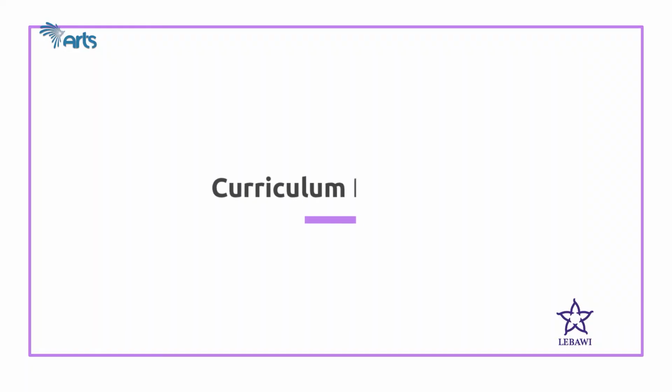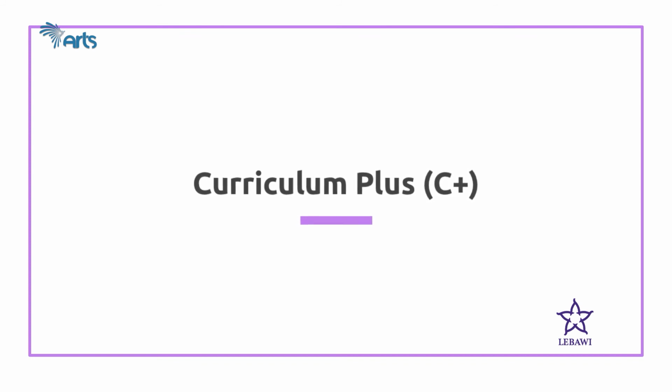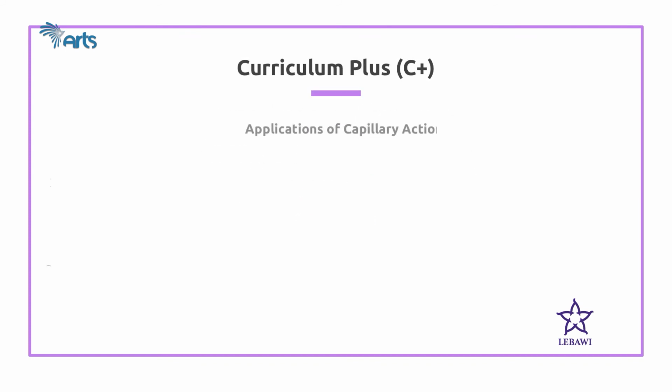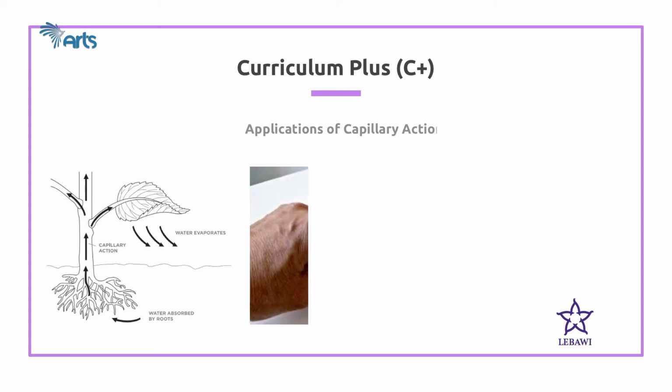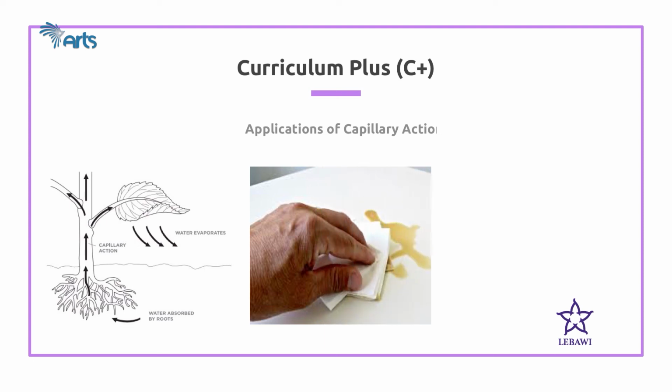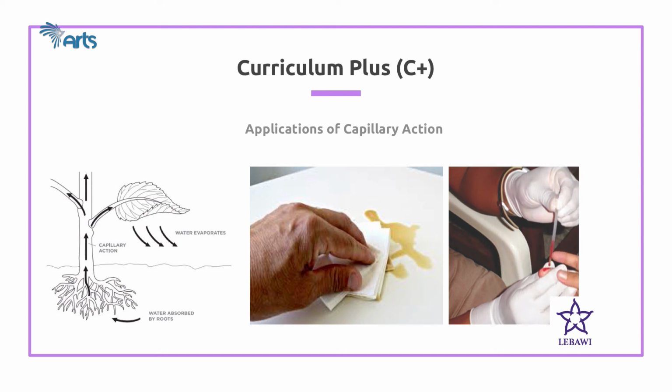Now let us see other applications of capillary action. So as we all know, water will be absorbed by roots of a tree, and because of capillary action it will move from the roots of tree towards its leaves, and we use tissue papers to clean a table like you see in the diagram. Just in this case there is a flow of fluid because of capillary action, and blood samples is taken as a result of this capillary action.